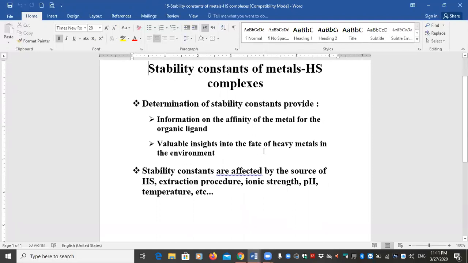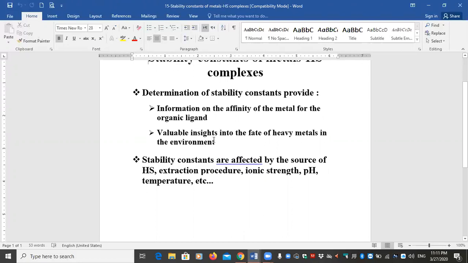It also provides valuable insights into the fate of heavy metals in the environment. We saw how if the K is high, that means that complex is very stable, and we saw how that can be sometimes positive or negative. If they are strong and stable with a high stability constant, high equilibrium constant, it will affect their behavior in the environment. And we will see whether it is good or bad depending on some of the examples we have just seen.